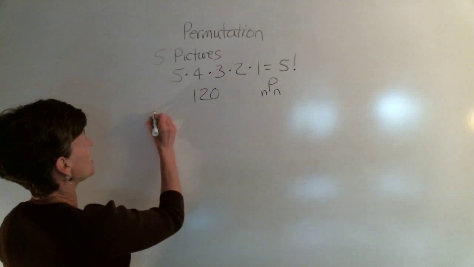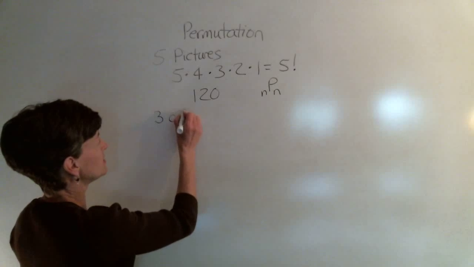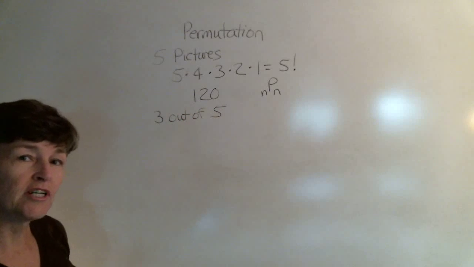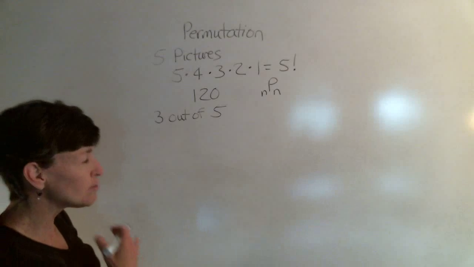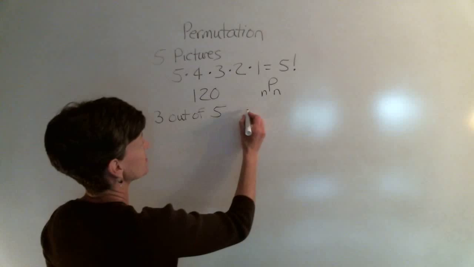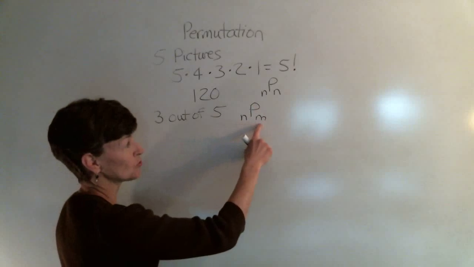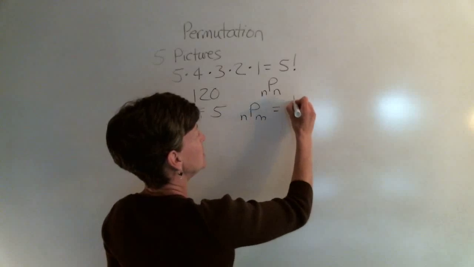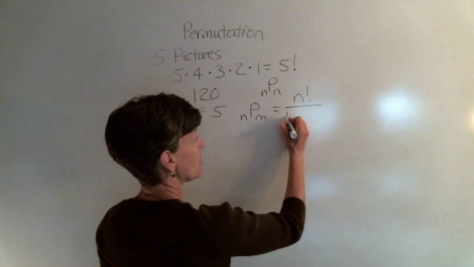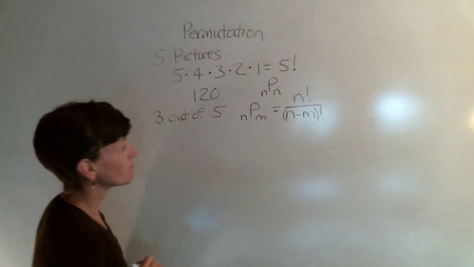Well, let's suppose you have 5 pictures, but you only want to put up 3 out of the 5. How do you arrange 3 out of the 5 pictures? In how many different ways can that be done? Well, there's a formula for this, and it's P(n, m). Now the numbers are going to be different, where n factorial is on the top, but you're going to divide by n minus m factorial.